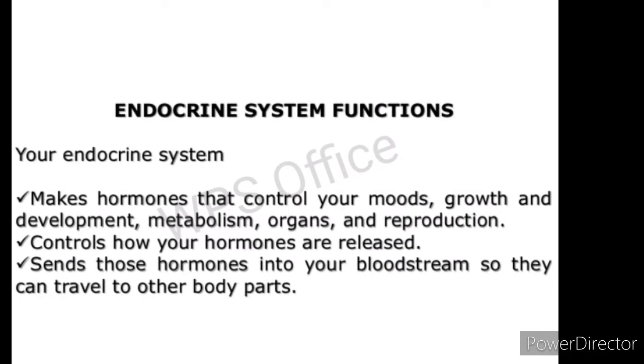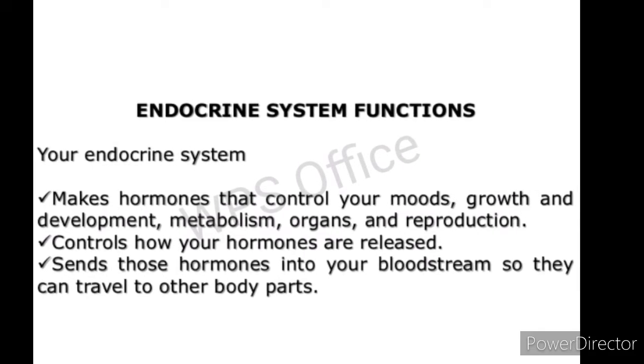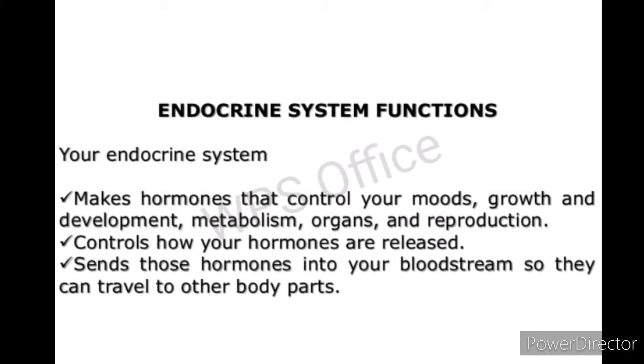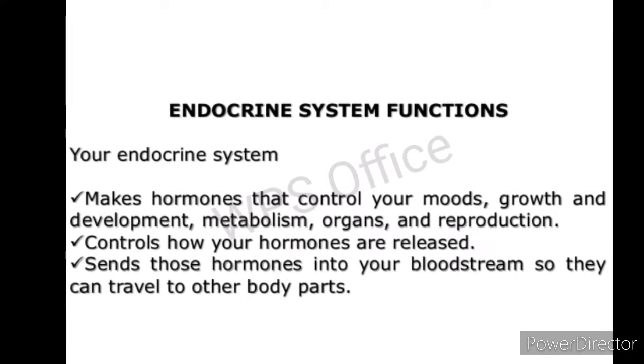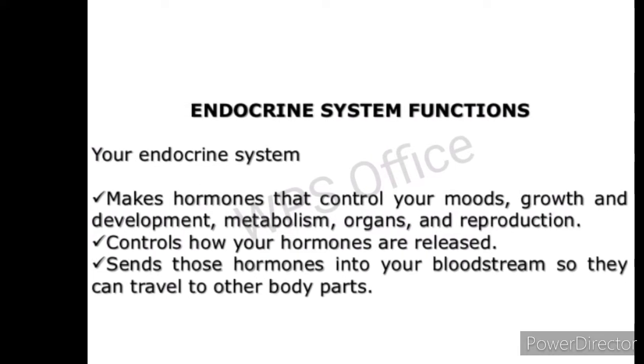The endocrine system makes the hormones that control the moods, growth, development, metabolism, organs and reproduction, and it controls how your hormones are released and sends these hormones into the bloodstream so that they can travel to other body parts.